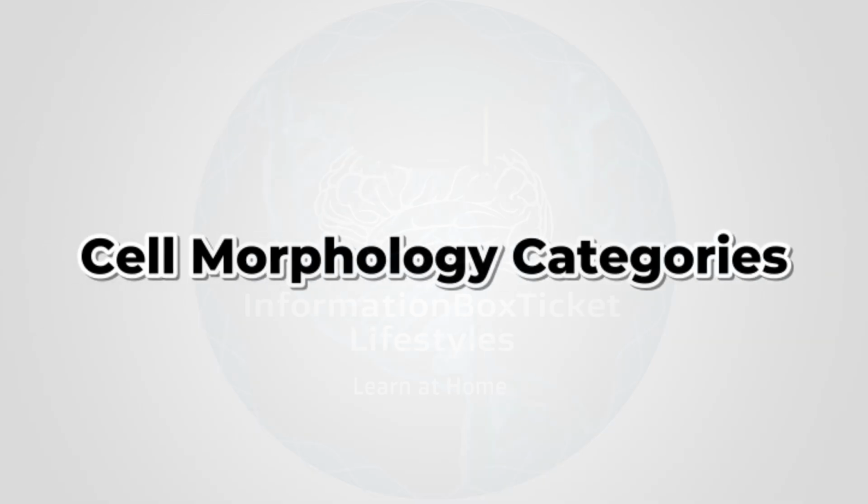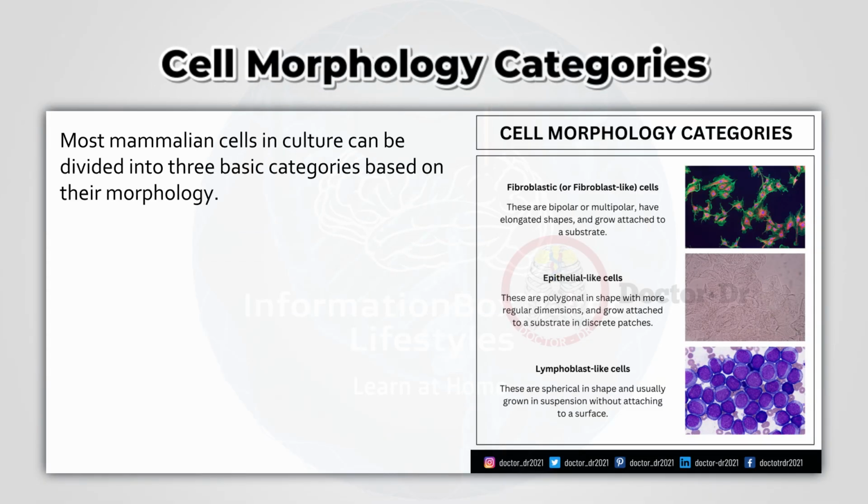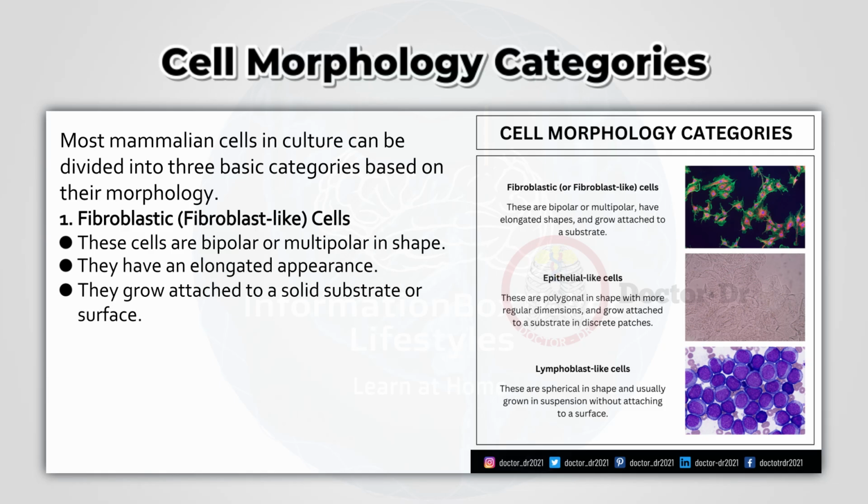Cell morphology categories. Most mammalian cells in culture can be divided into three basic categories based on their morphology. 1. Fibroblastic, fibroblast-like cells. These cells are bipolar or multipolar in shape. They have an elongated appearance. They grow attached to a solid substrate or surface.